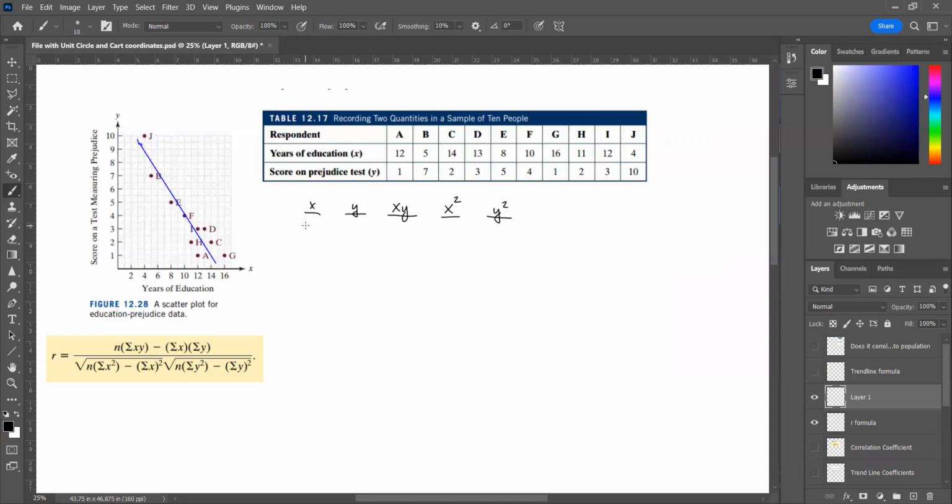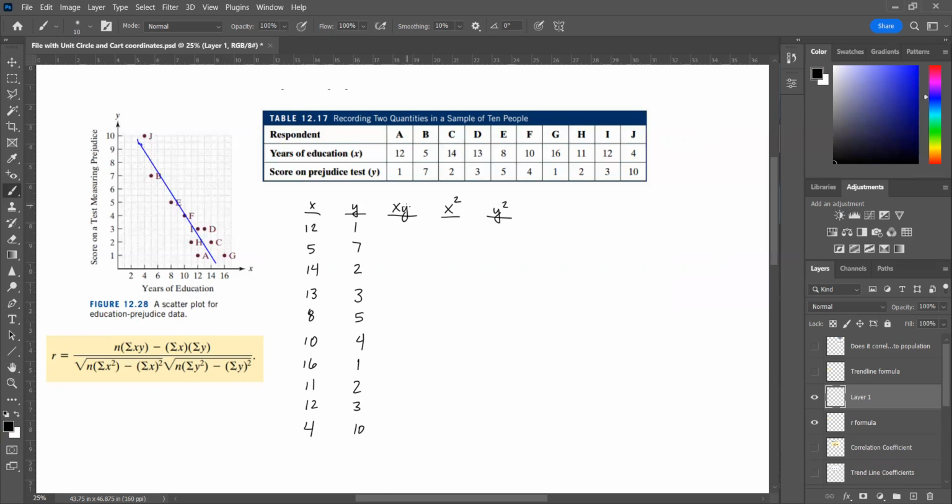So the x values were 12, 5, 14, 13, 8, 10, 16, 11, 12, and 4. The corresponding y values are 1, 7, 2, 3, 5, 4, 1, 2, 3, and 10.